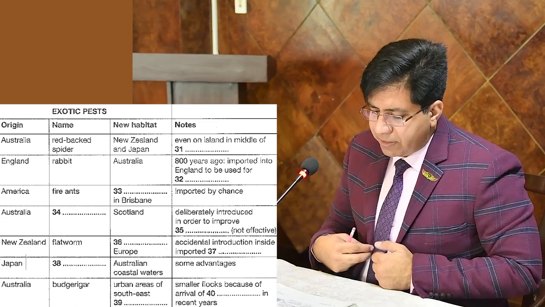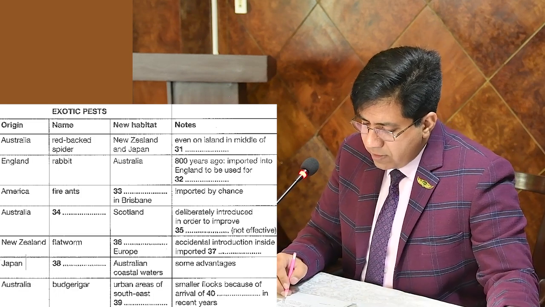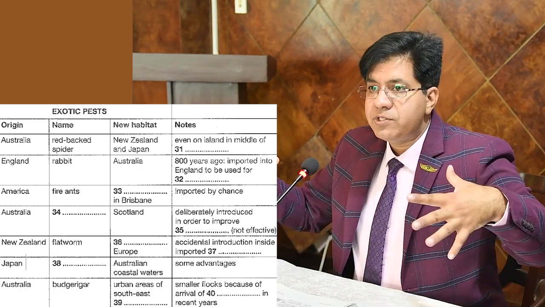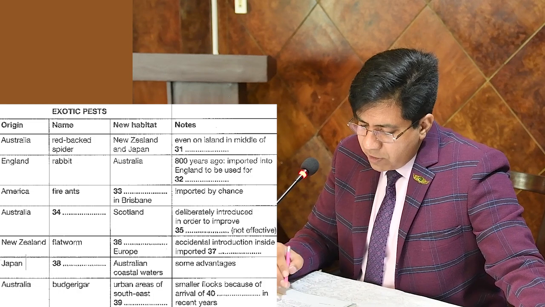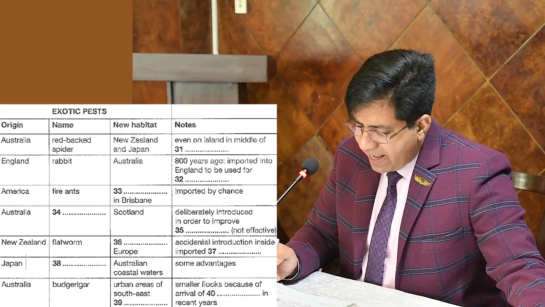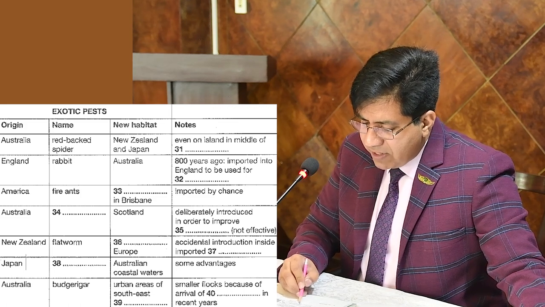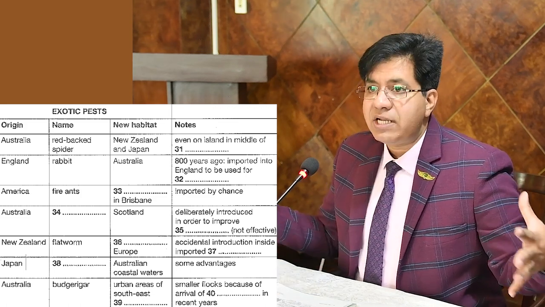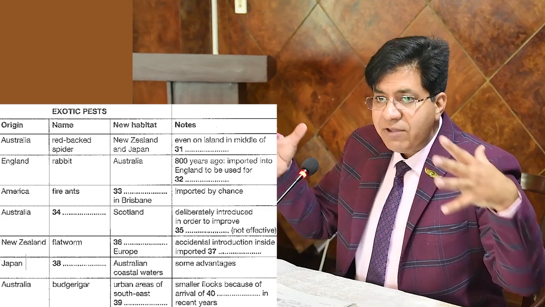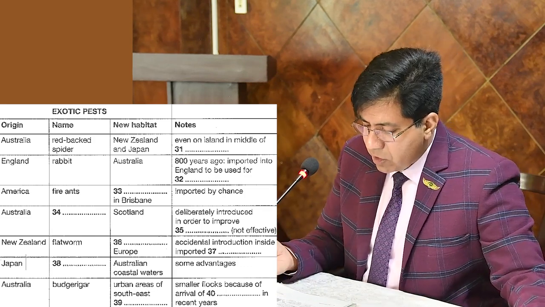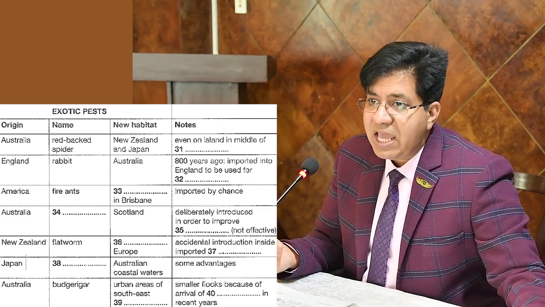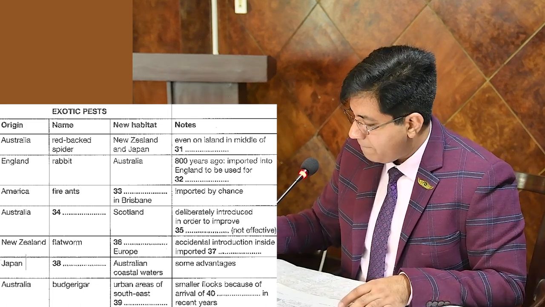Okay, question number 40. Smaller flocks. Flock means a group of birds. That is called flock. Smaller flocks because of arrival of dash. Okay, arrival of something in recent years. Now their flocks are smaller because of the arrival of something in recent years. So for arrival, they might use the word have arrived or anything like that.